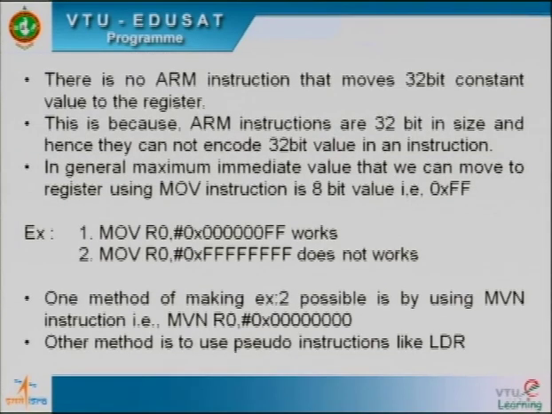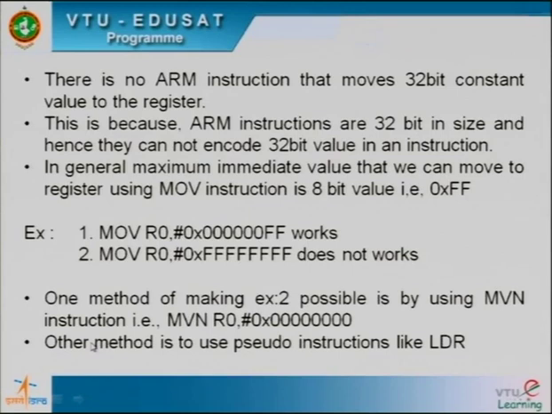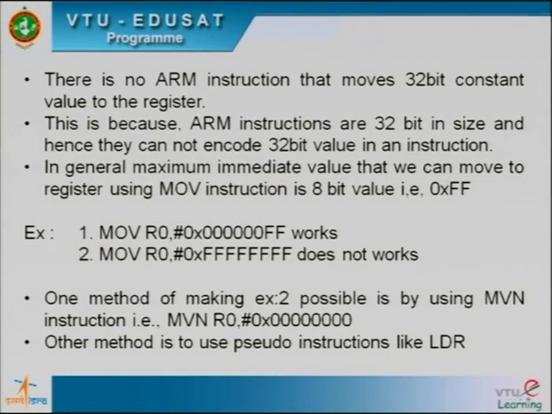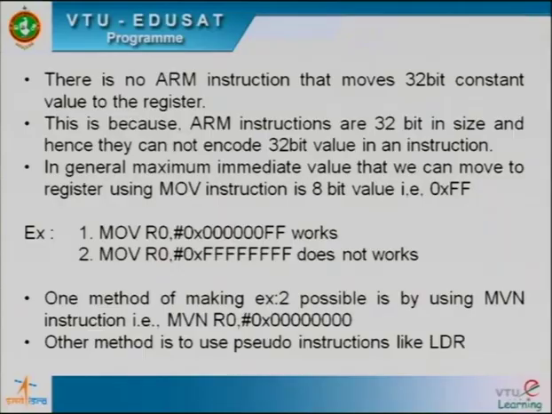See the second point. This is because ARM instructions are 32-bit in size, and hence they cannot encode a 32-bit value in an instruction. The ARM instruction itself is a 32-bit instruction. In that, the maximum number of bits for an immediate value is 12 bits, right? Of these, 4 bits are reserved for the rotate operation and 8 bits are reserved for the immediate value.